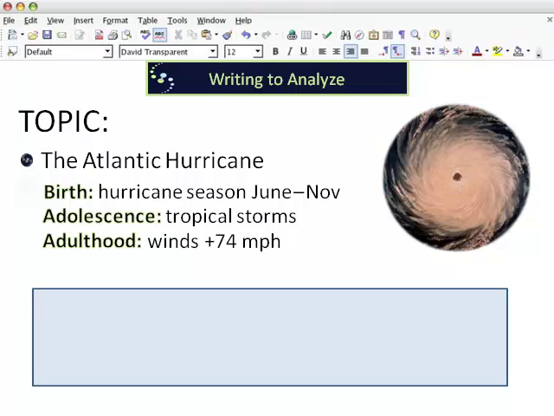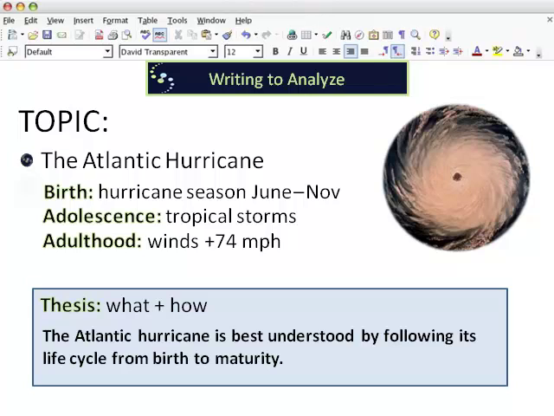In analysis writing, a thesis often consists of the what combined with the how. For example, the Atlantic hurricane is best understood by following its life cycle from birth to maturity. The what? Atlantic hurricane. The how? A sequence or cycle from birth to maturity.